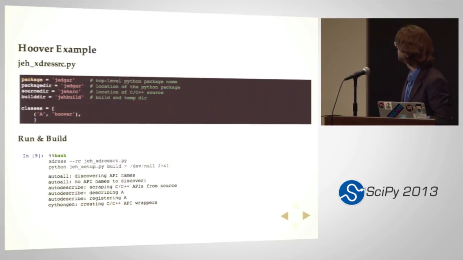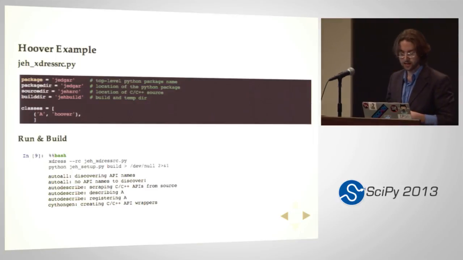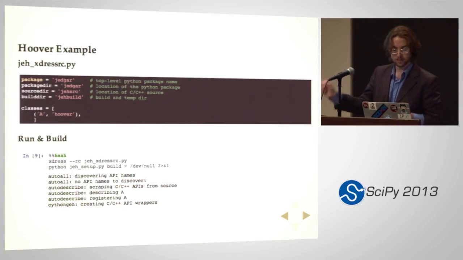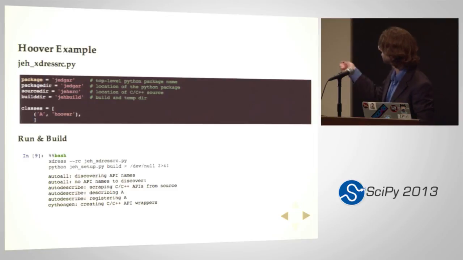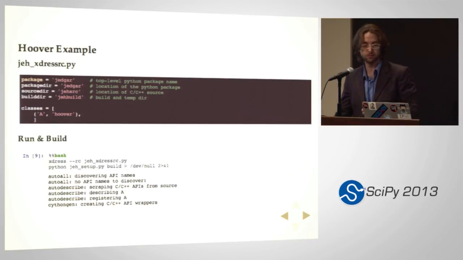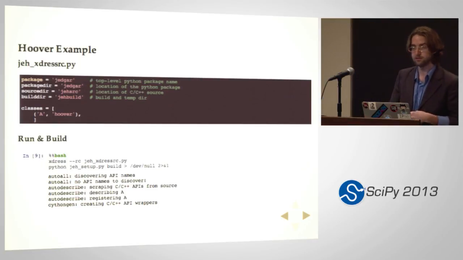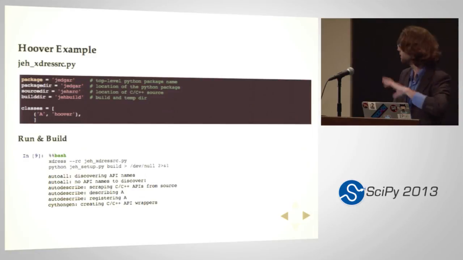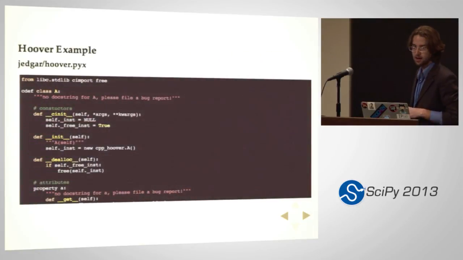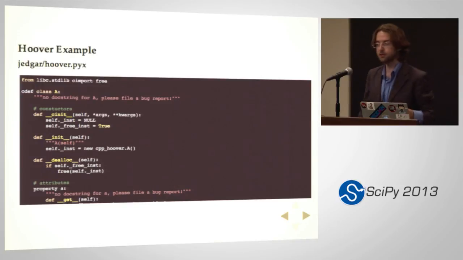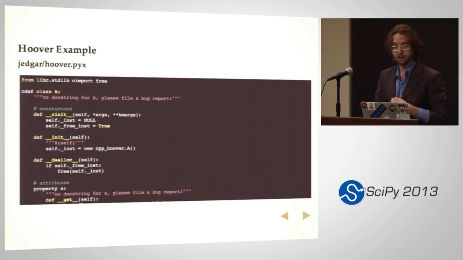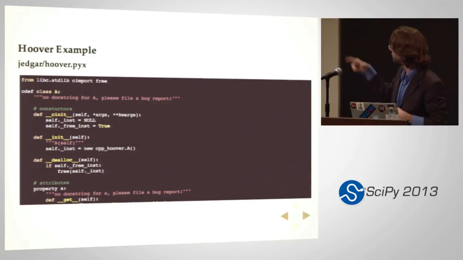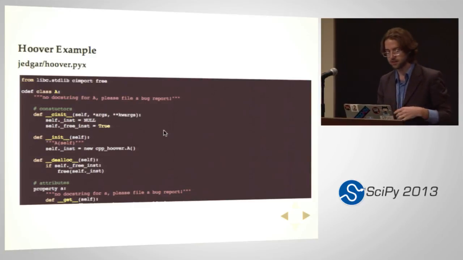I cut off the build text here, but it tells you, aha, I'm looking for API names. I'm not finding any. I'm going to just describe the classes you told me to describe, and then I'm going to generate some C++ wrappers using Cython. So that's it, maybe 5 lines or something. And then what does it give you at the end of the day? Well, it generates a bunch of Cython files, including a wrapper, c_cpp_hoover.pxd, as well as a pxd file for this. And then this is the Cython implementation.